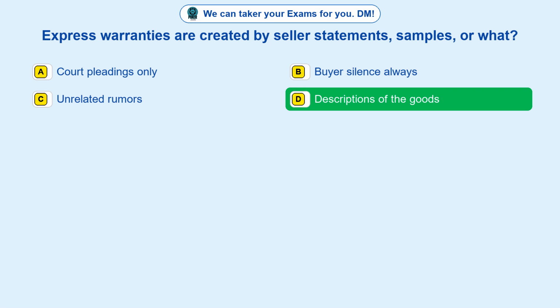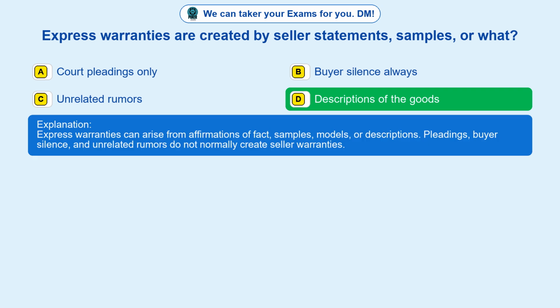Descriptions of the goods. Express warranties can arise from affirmations of fact, samples, models, or descriptions. Pleadings, buyer silence, and unrelated rumors do not normally create seller warranties.